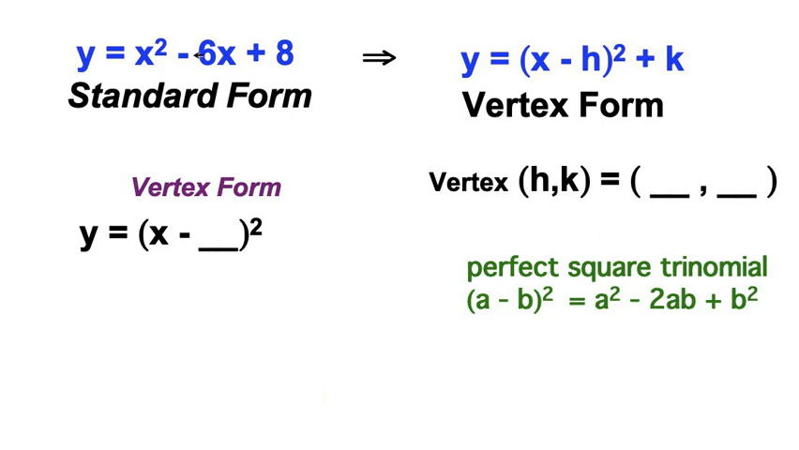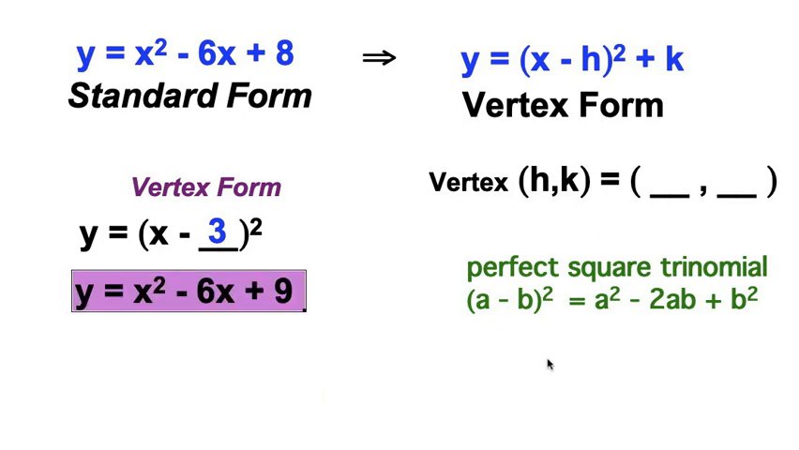Negative 6 is the coefficient. What's half of negative 6? That would be negative 3. Now, if I were to square this thing, I know what I'm going to get. I'm going to get x squared minus 3x twice, which is minus 6x, plus 9, right? But that's not what the equation said.